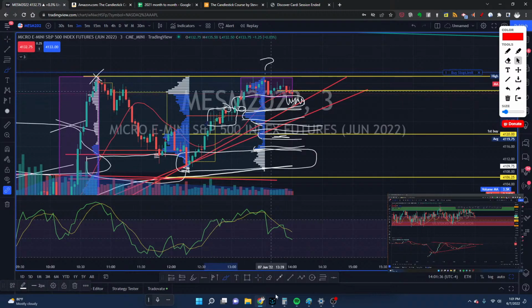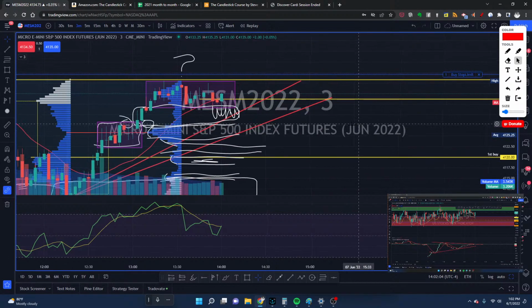And this could also be an accumulation that we're in right now to go higher, or it could be a distribution. We don't know until it picks a direction. So we just sit and wait until it picks a direction. Relax. Sip coffee.